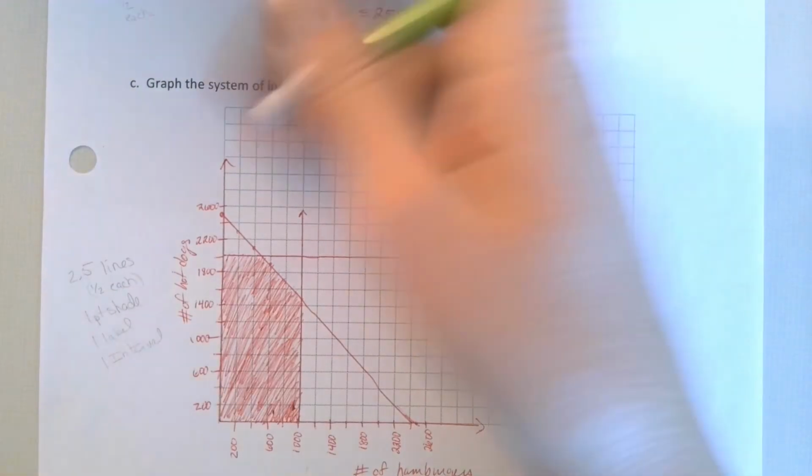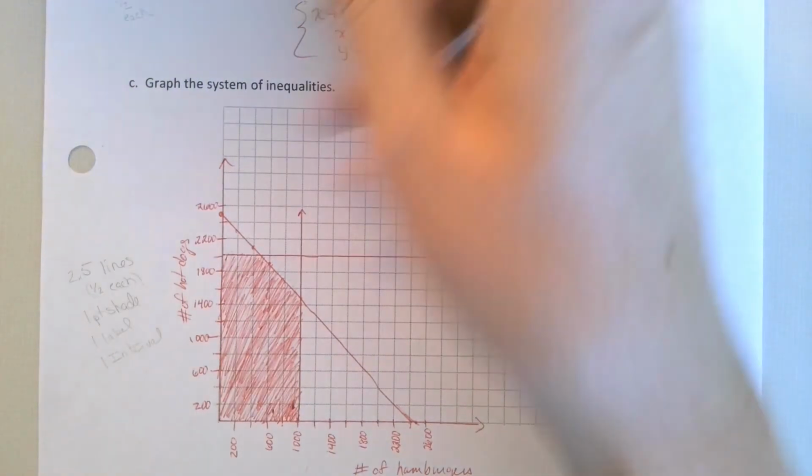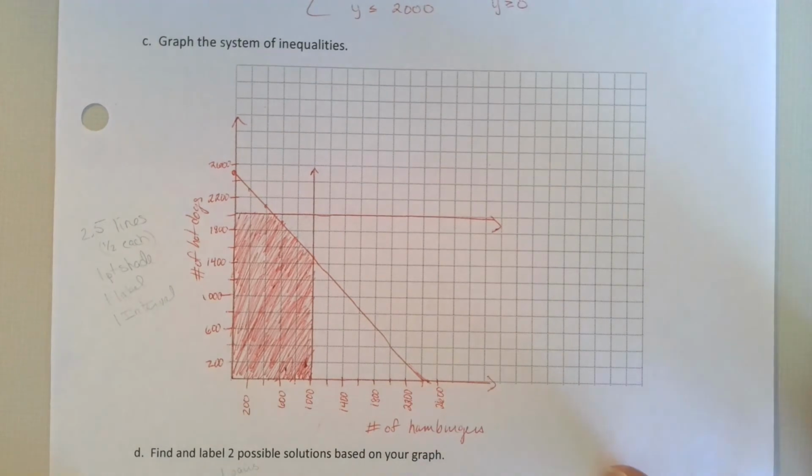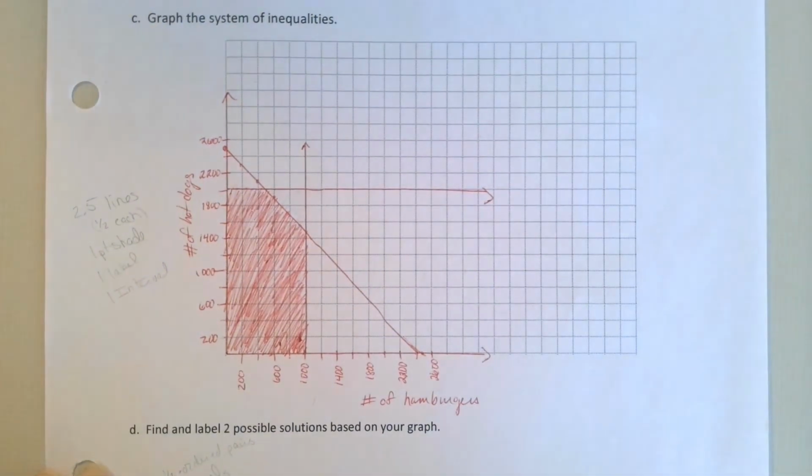All right, so now that we've got that, you are finishing this worksheet, and you made sure you have 2 possible solutions with labels on them. So that's what I wanted to talk about on this to make sure we have the right answers.